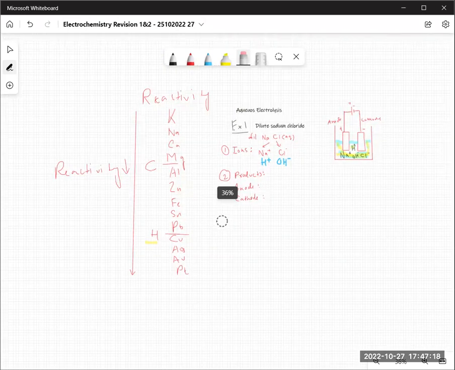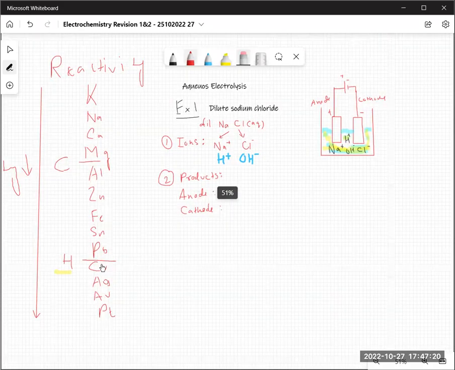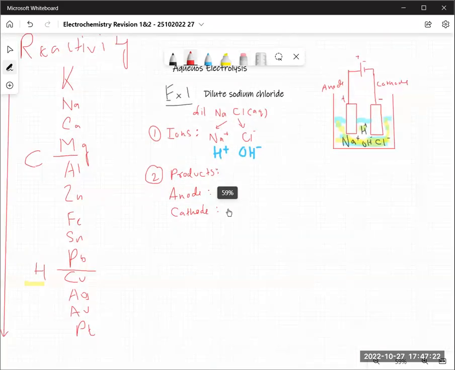Fine. Okay. So since hydrogen is less reactive, the product at the cathode is going to be H plus, which gives us what? H2 gas. Now, what should I add to get H2 gas? Well, I should add 2 electrons. So 2H plus here, and I should also add 2 electrons.